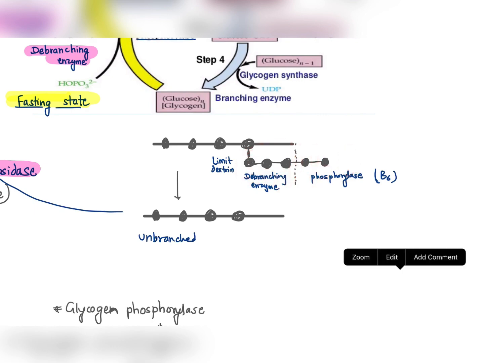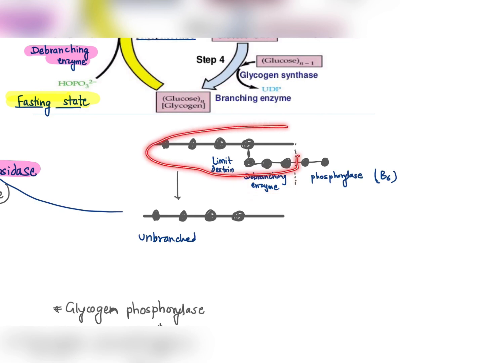The enzyme that comes in is known as the debranching enzyme. This debranching enzyme now breaks this limit dextrin. What is limit dextrin? Limit dextrin is glycogen with only 3 to 4 glucose molecules in the branch, right? Now this is broken down by the debranching enzyme, liberating the glucose. This is how glycogen is broken down.